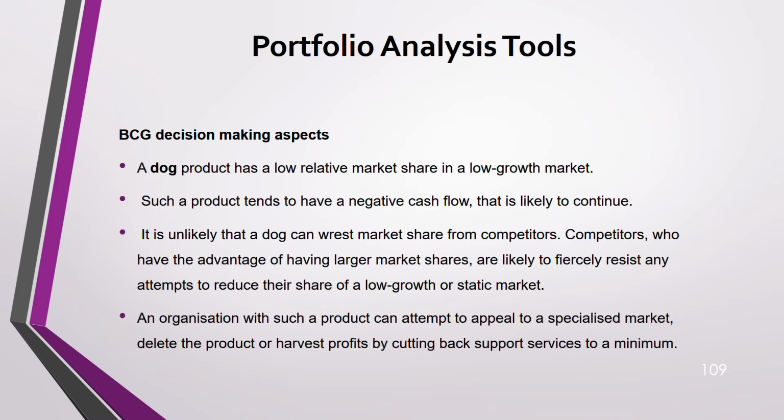Next, an organization with such a product can attempt to appeal to a specialized market. Yes, dogs, you might say that you don't keep dogs, but sometimes dogs are still kept. Why? Because they can appeal to a specialized market. Okay, so you have an option here for dogs.